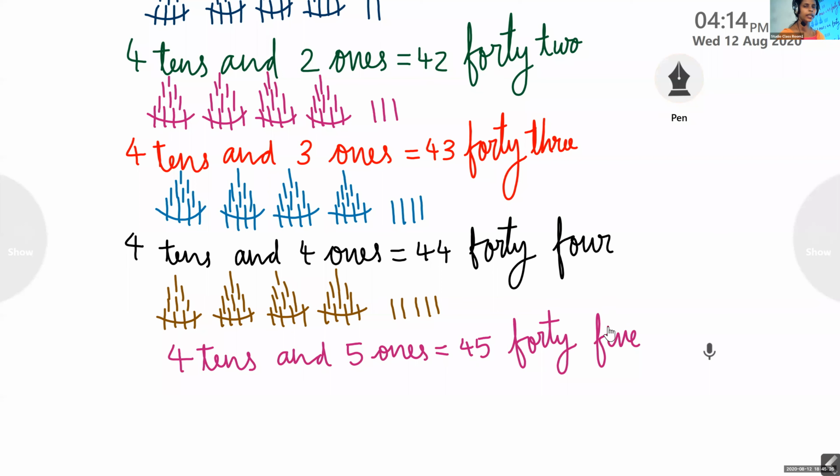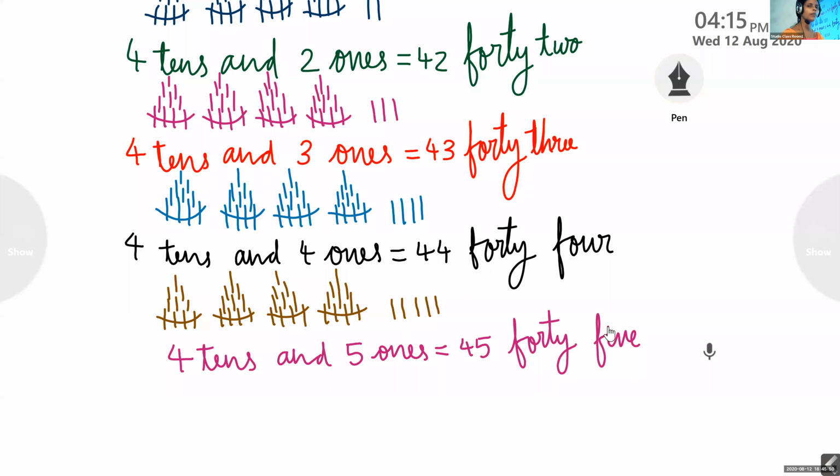Having 4 tens and 5 ones. I have completed. Very good. Shall we move to the next number? 46? Yes.